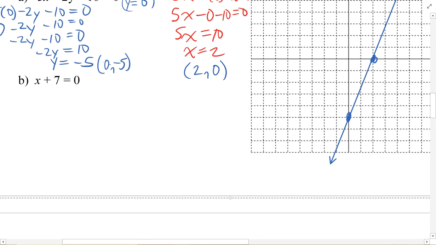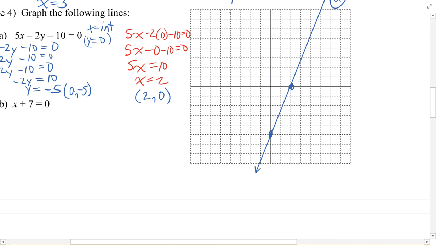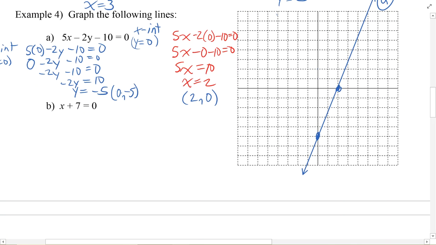Okay, and so you should identify which line that is. That is line A. So you should put either the question number, the letter number, or the equation on either the top or the bottom of the line. All right. Okay, go ahead, graph the next line.